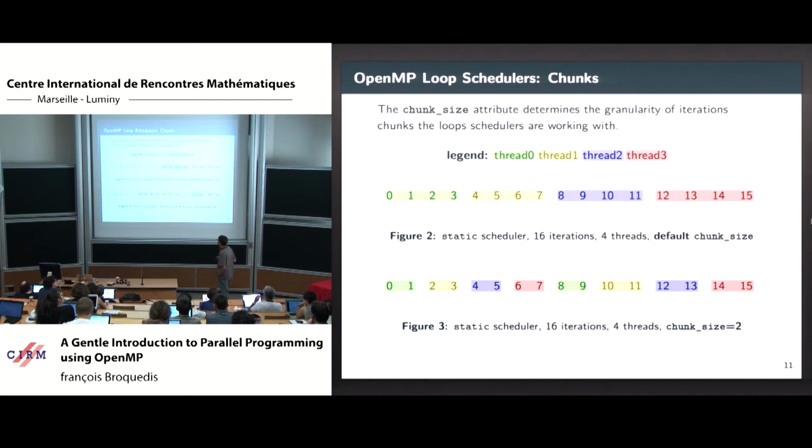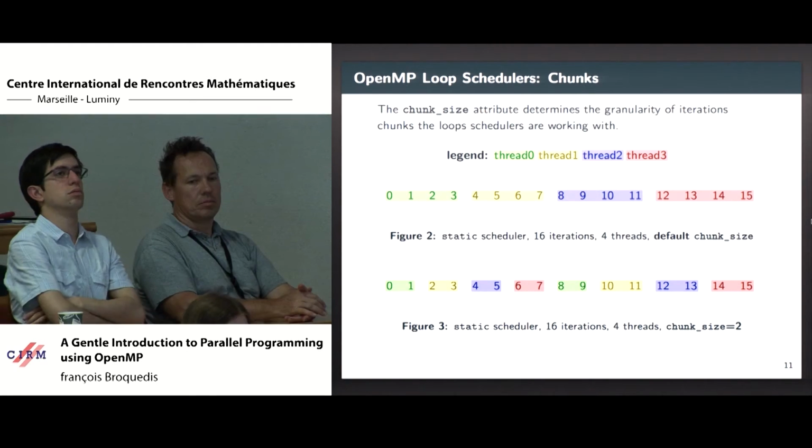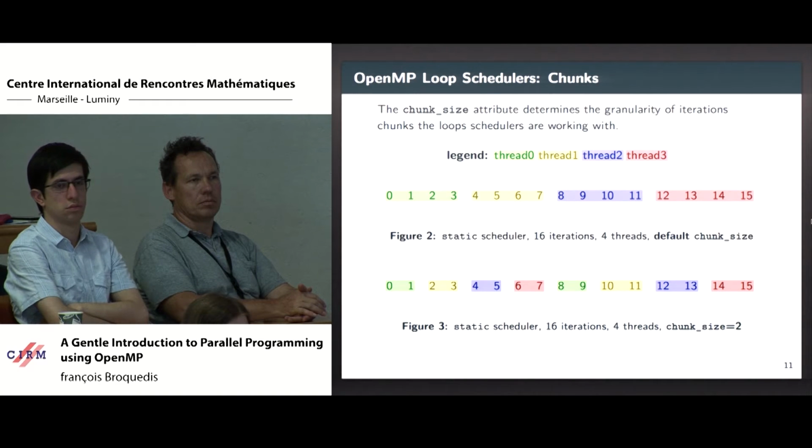You can also modify this default behavior by specifying what we call a chunk size. A chunk size will be the size of the chunk that will be assigned to each thread. So if you use a static scheduler with a chunk size of 2 in this example, you will assign iterations by pairs, and when you are done assigning the first sets of iterations here, you will continue using a round-robin strategy.